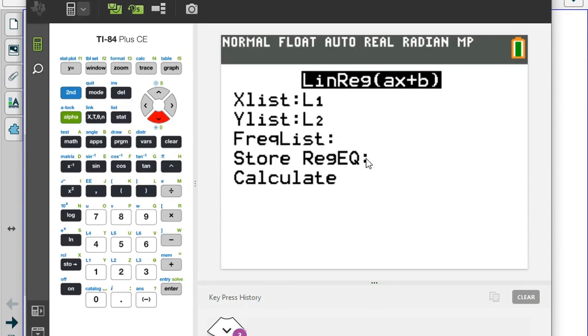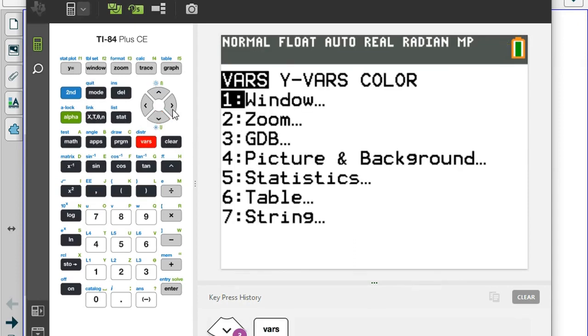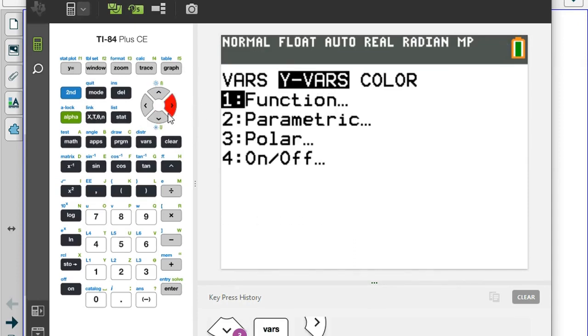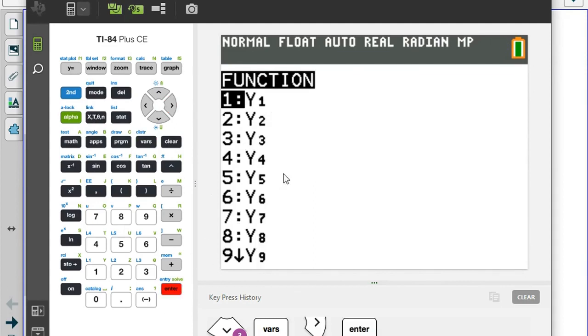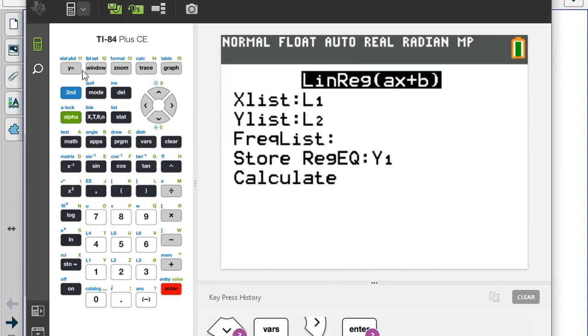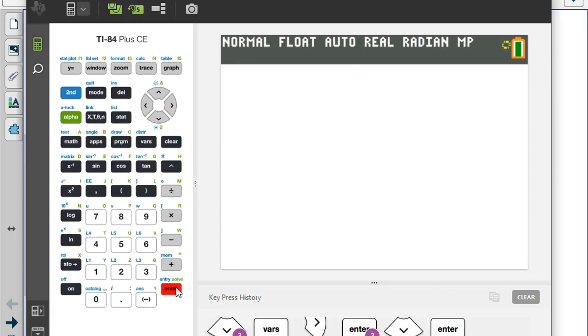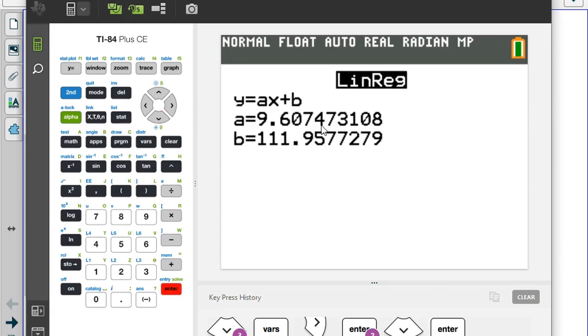Now, if I want my regression equation to show up in my y equals without me having to remember it or type it in, follow these steps. Hit the vars button, and then go to yvars, and hit function, and then you can pick whatever y you want. I will choose y1 because that's the first y that shows up. So I'm going to get my regression equation stored in y1. You can do that when the cursor is highlighted by pasting the regression equation. Then I hit calculate, and it calculates a regression equation for me.